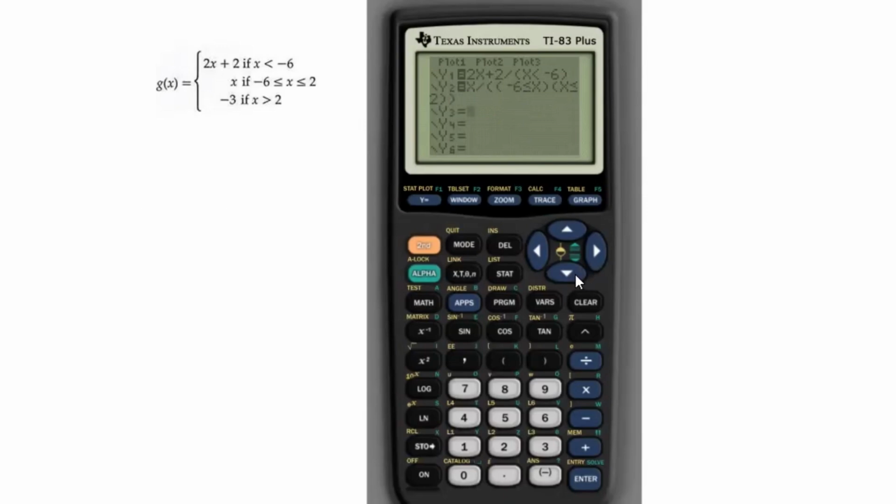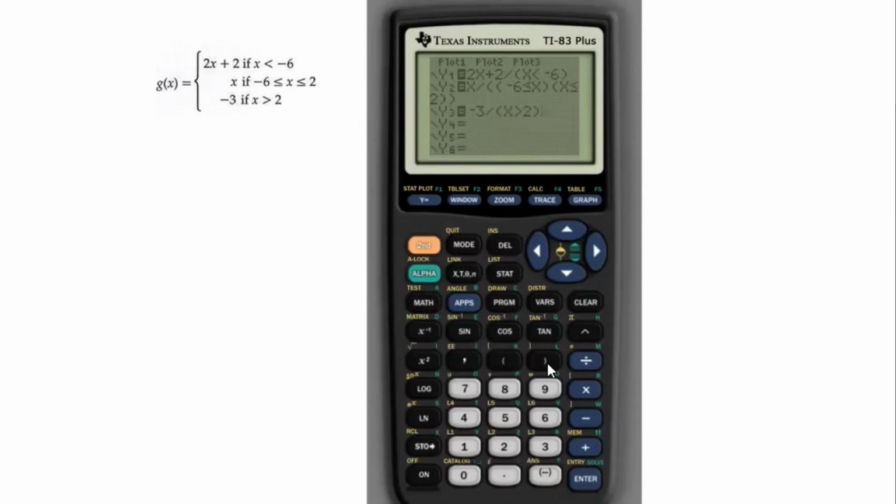Now let's go to the next piece of the piecewise function. So we have -3. We're going to input -3. And then once again, we're going to put divided by. We're going to open the parentheses. We're going to put X first. Let's make sure we put X. We'll go to second, test. Then we're going to the greater than symbol, and then we're going to put 2 and then close parentheses.